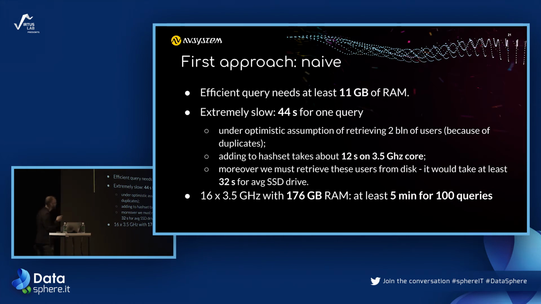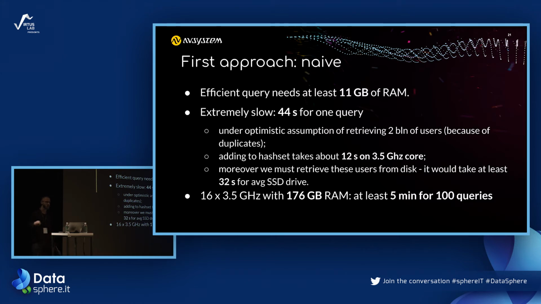Efficient query needs at least 11 gigabytes of RAM. It's extremely slow. It needs at least 44 seconds for one query. Under the optimistic assumption of retrieving 2 billion users because of duplicates, adding to a hash set takes about 20 seconds on a 3.5 gigahertz core. Moreover, we must retrieve these users from disk. It would take at least 32 seconds for an average SSD drive.